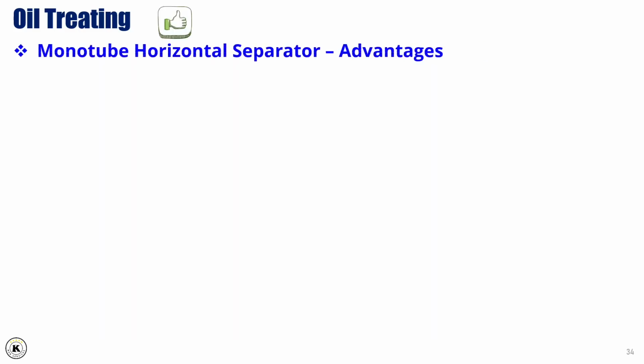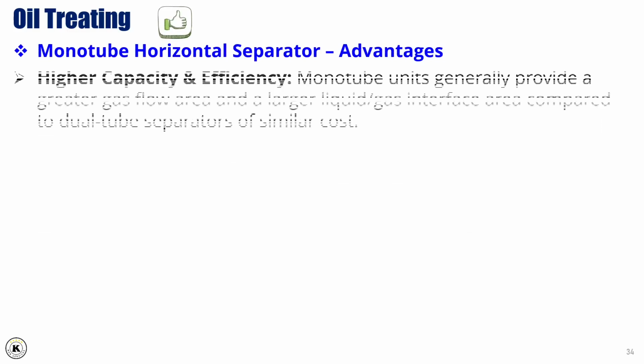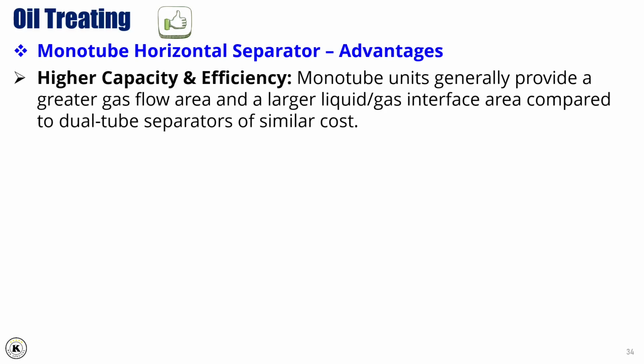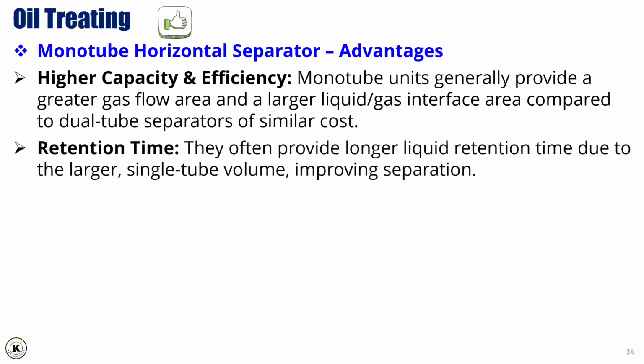Let's talk about the monotube horizontal separator and why it stands out. First, higher capacity and efficiency. Monotube units usually offer a bigger gas flow area and a larger liquid-gas interface than dual-tube separators at a similar cost. That means they can handle more, faster. Next, retention time. With their larger single-tube volume, these separators give liquids more time to settle, improving the separation process.